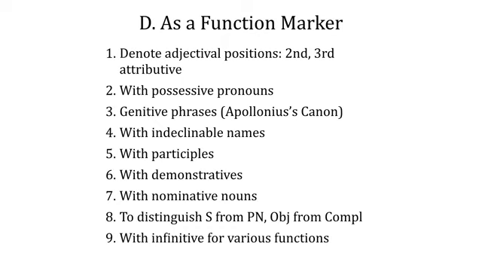We also see the article with nominative nouns to show that it's the subject, and it's used to distinguish the subject from predicate nominative, as well as the object from the complement. And finally, the article is used with infinitives for a variety of functions. Now, I'm only going to give some illustrations. This could go on for a long, long time to deal with the article as a function marker. But let's just look at some of these, and then you can read the grammar to see examples of all of them.